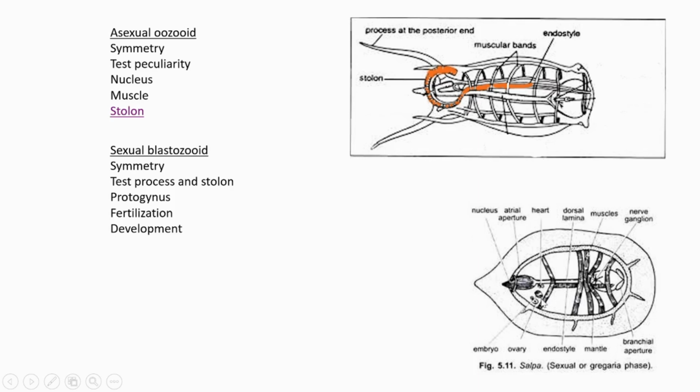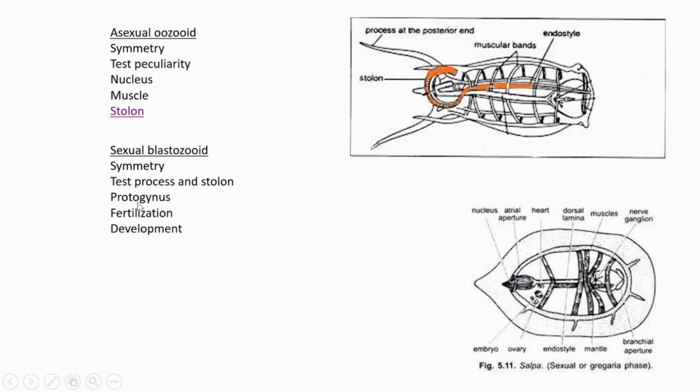And what's the difference of this blastozooid from the asexual oozoid? The difference is that the blastozooid has gonads and few muscle bands. The oozoid doesn't have gonads, but the blastozooid has gonads. And the test processes and stolon that are present in the oozoid are absent in the blastozooid. And these gonozooids are bisexual, meaning both gonads are present in the same one.